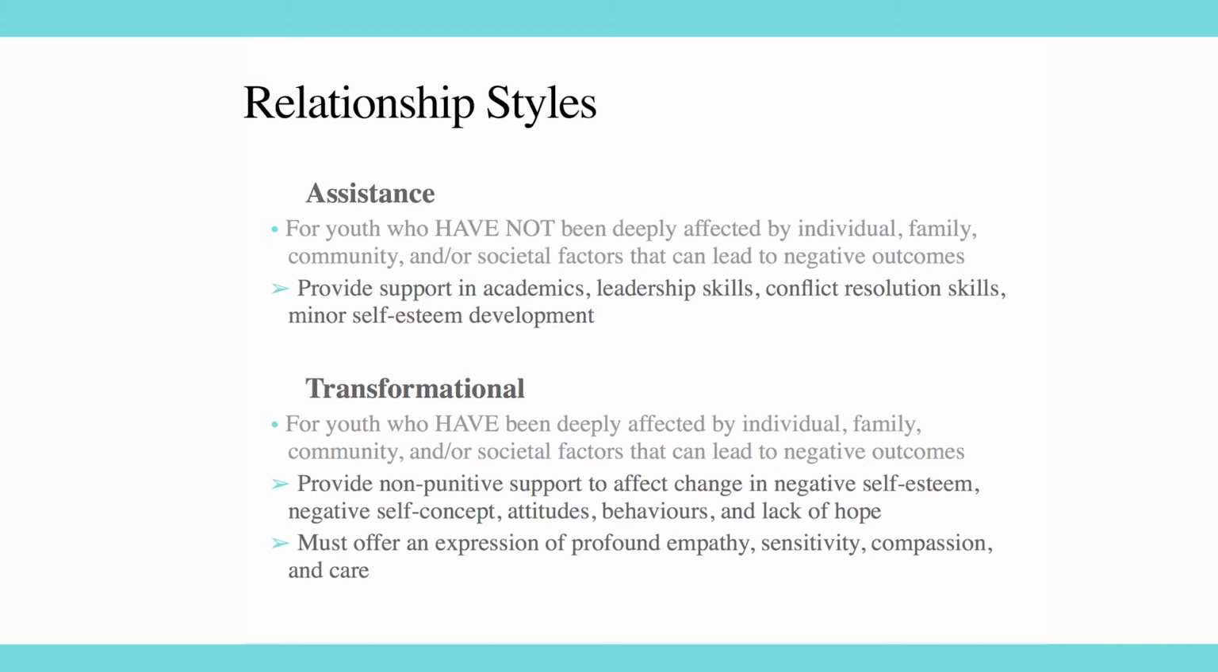And so I want us to think about these two styles of relationship today as we go through our workshop. The first style is considered assistance, okay? So where an older person, an adult, supports a younger person mostly through assistance. So akin to the instrumental kind of focus I just talked about, this is providing supports in academics, providing supports in leadership skill development, providing supports in conflict resolution, maybe doing some minor self-esteem, self-confidence support.